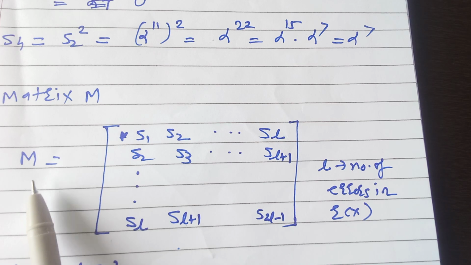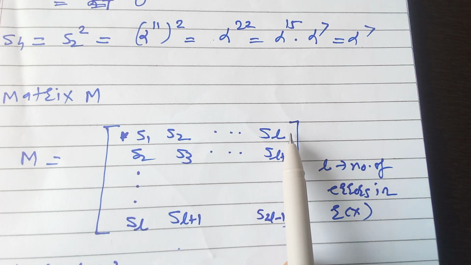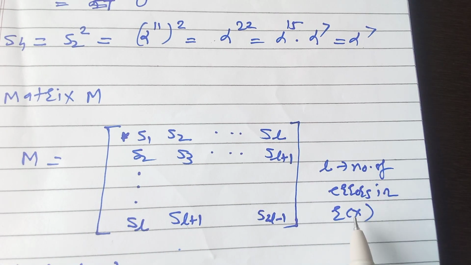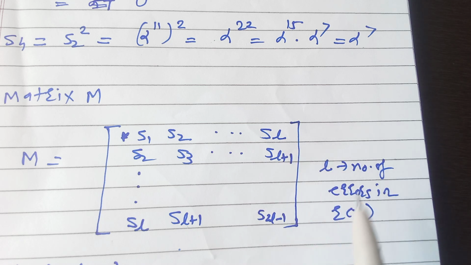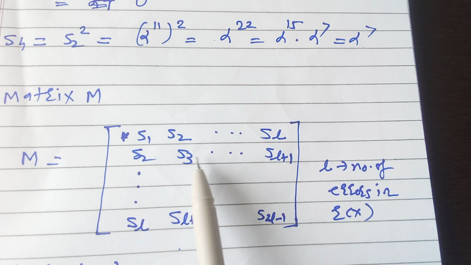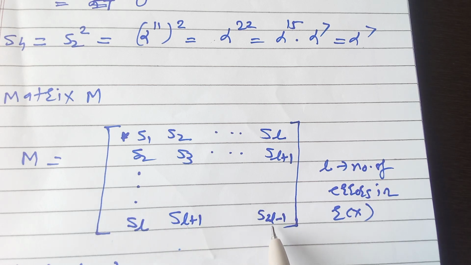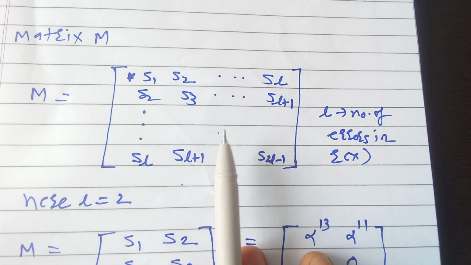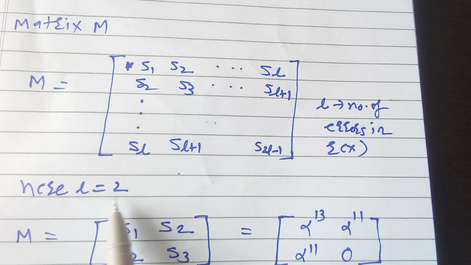So matrix M is equal to S1, S2 up to SL. L is the number of errors in Rx. Although BCH here is a double error correcting code, Rx also has 2 errors. So L is the number of errors in Rx. The first row is S1, S2 up to SL, then S2, S3 up to SL plus 1, and the last comes to S2L minus 1. You should learn this form by heart. So here L is equal to 2.